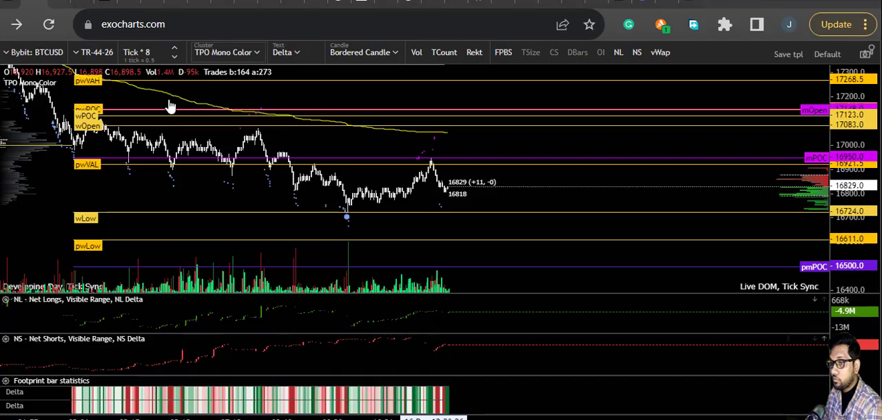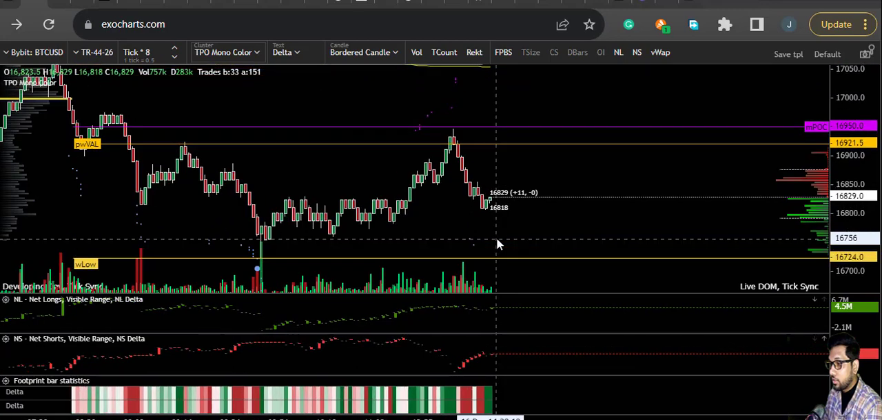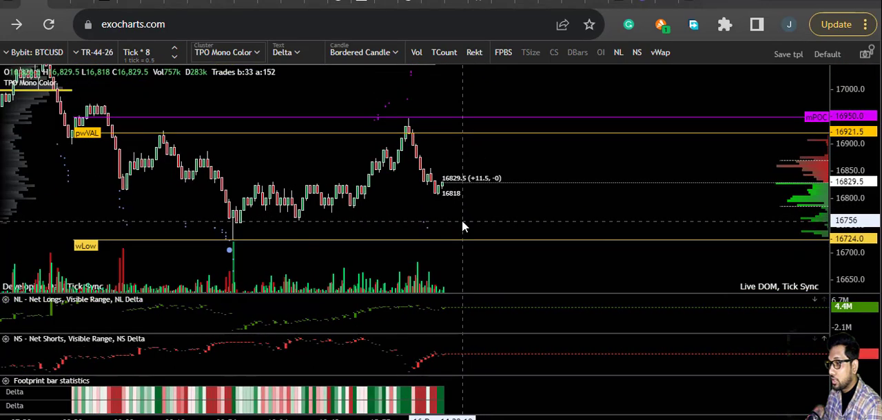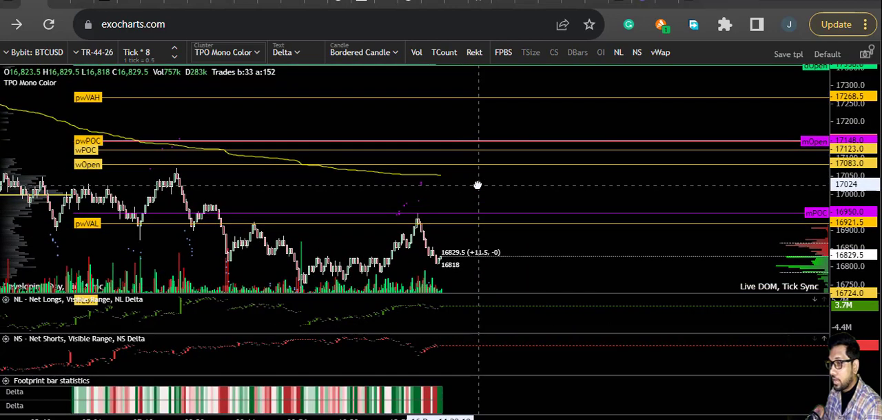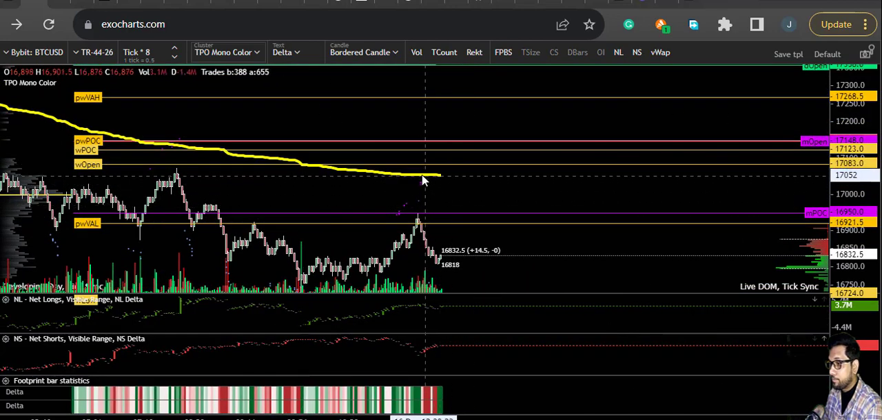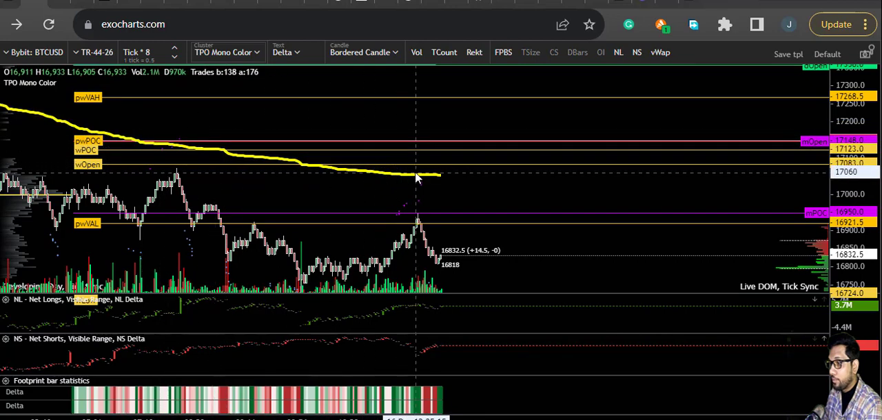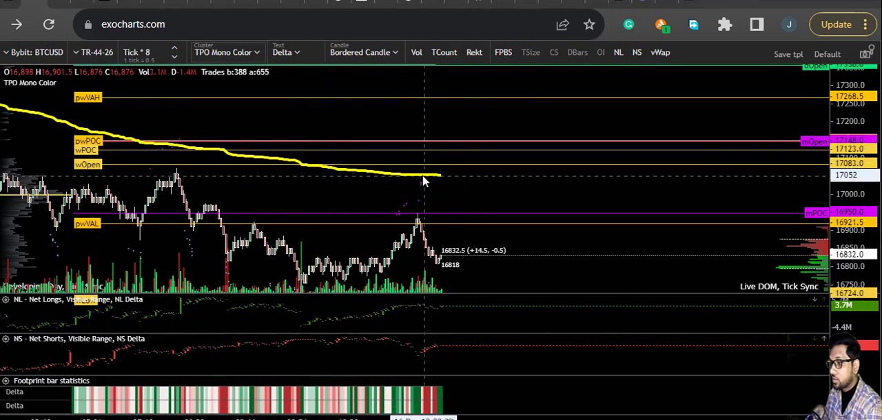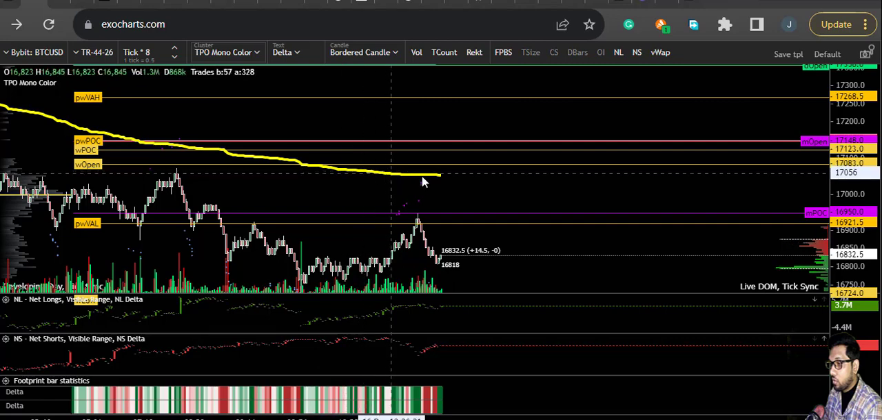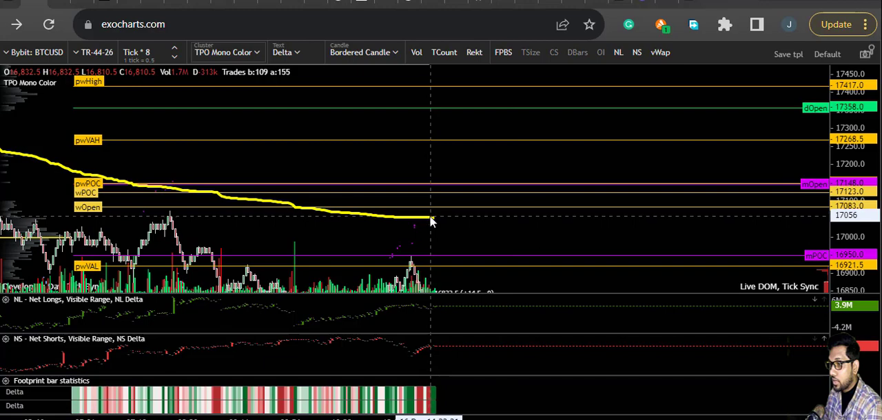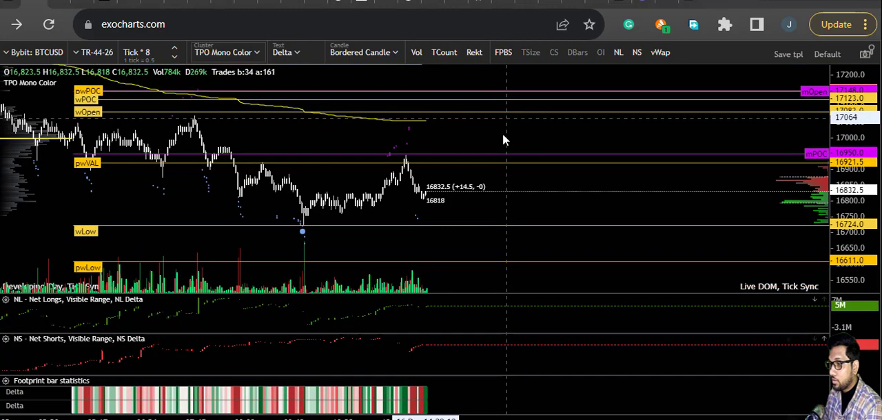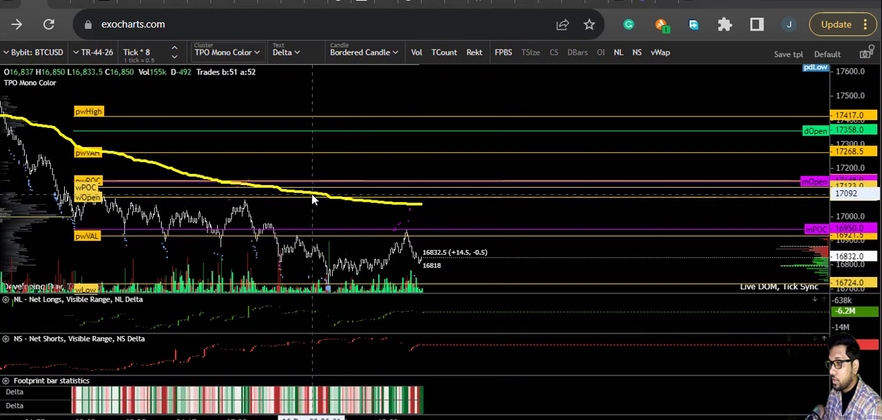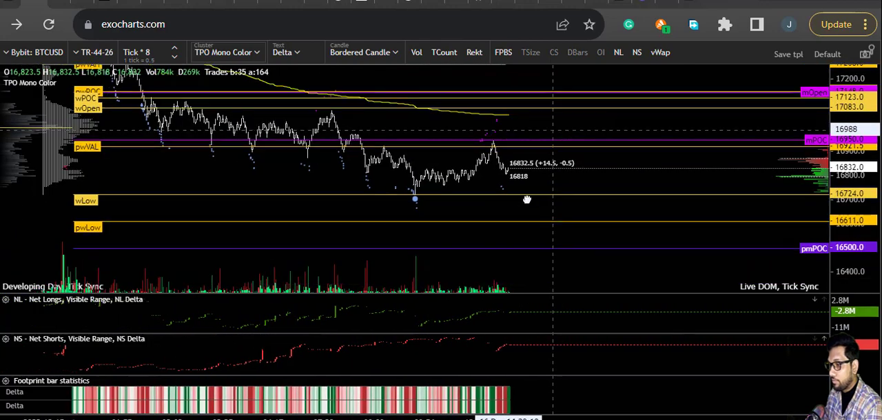Also, if you come here on the charts, we are just rejecting from the monthly POC on the EXO, and we are below the VWAP. Reclaiming this volume weighted VWAP, then probably the sign of strength will come. You know what I mean? So big players will jump in when we go above the VWAP. Okay.